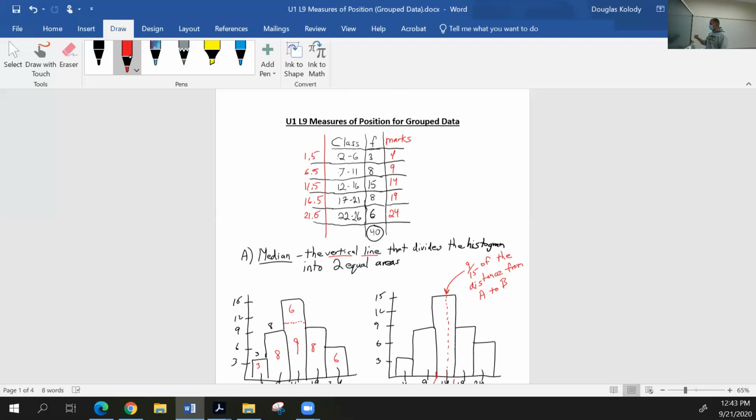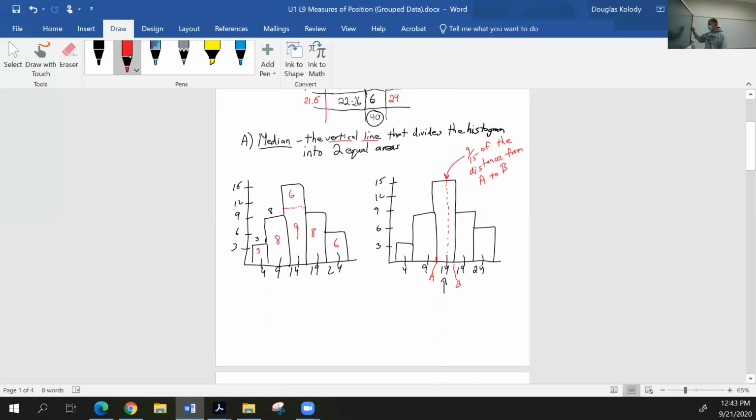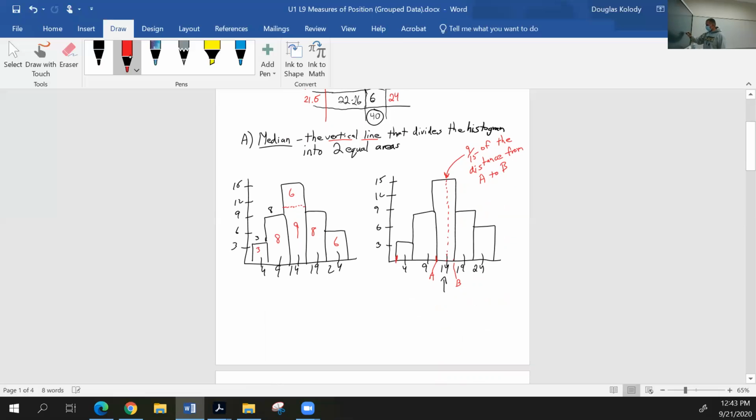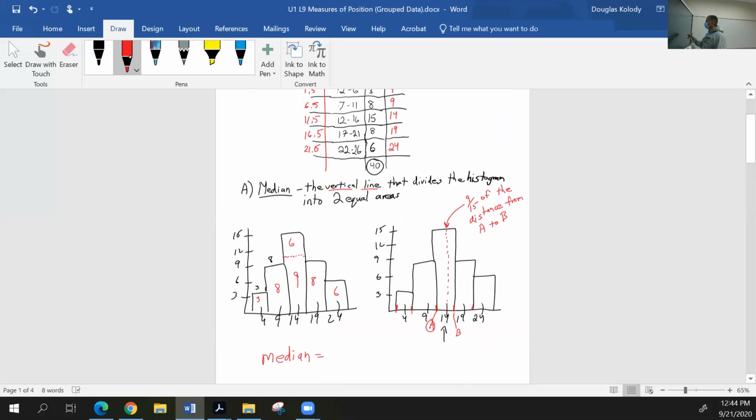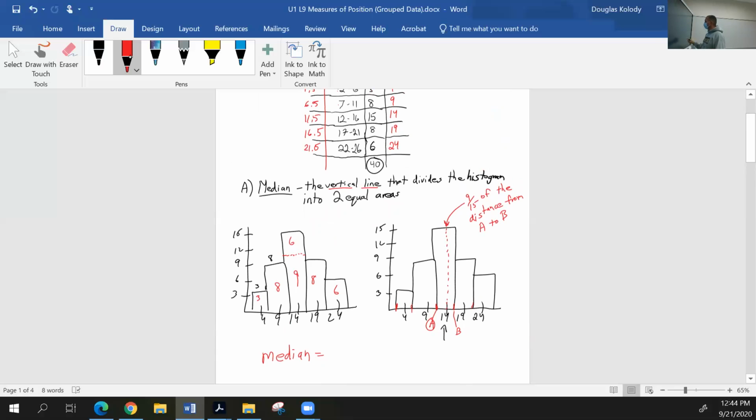So what do those red numbers represent? They represent the beginnings of each of these classes. 1.5, 6.5, 11.5, 16.5, 21.5. That's what they represent. So point A is that right there. To figure out what the median is, I'll stick with the red. The median is going to be simply that point A right here, which is the beginning of that third class. It is the 11.5 right there.